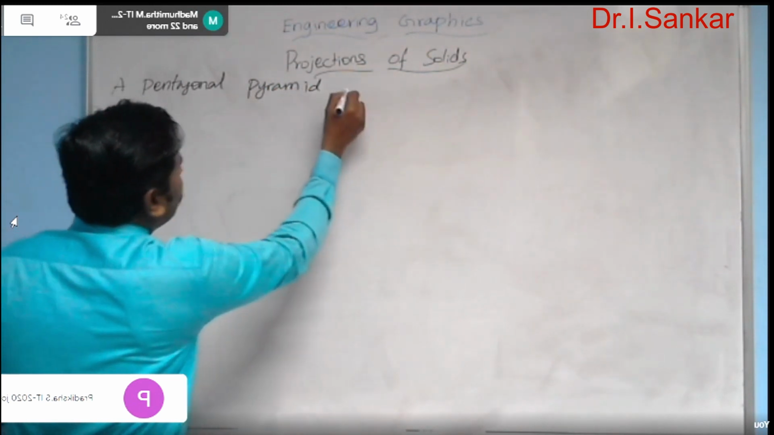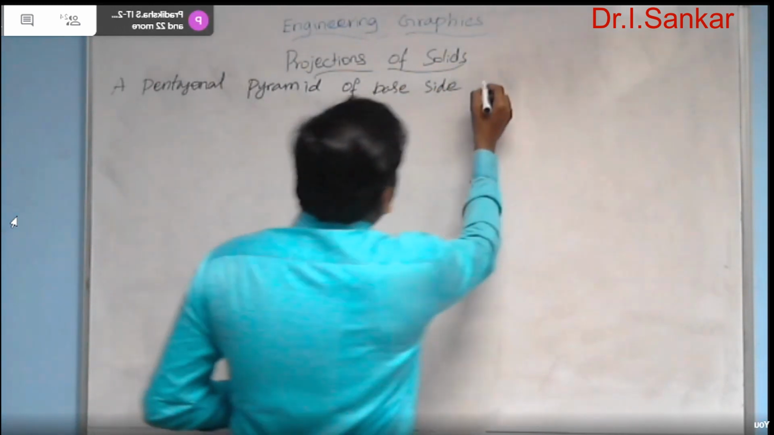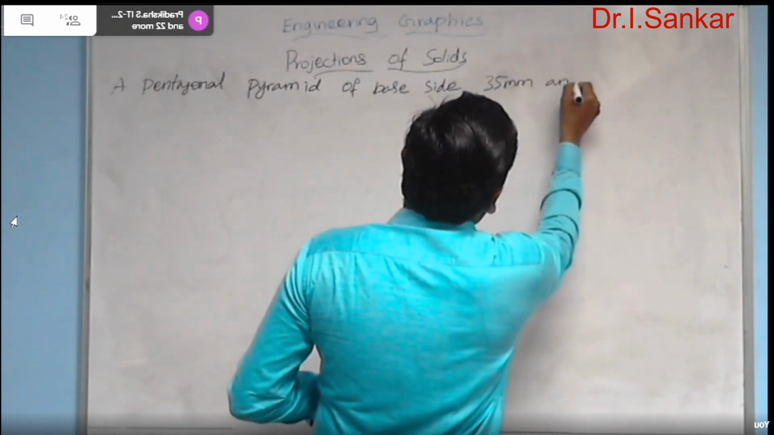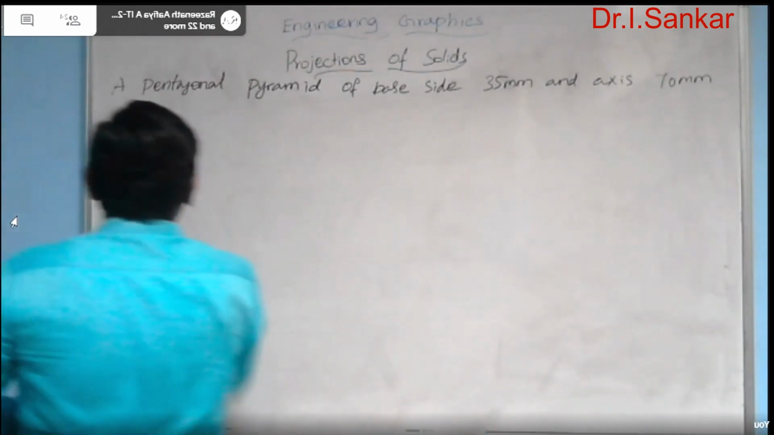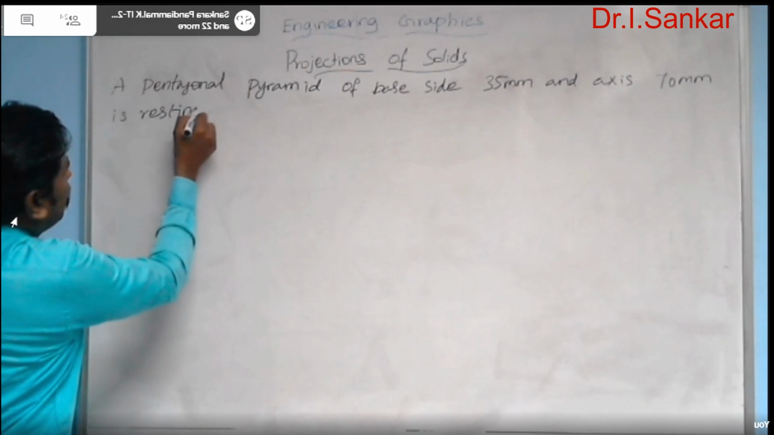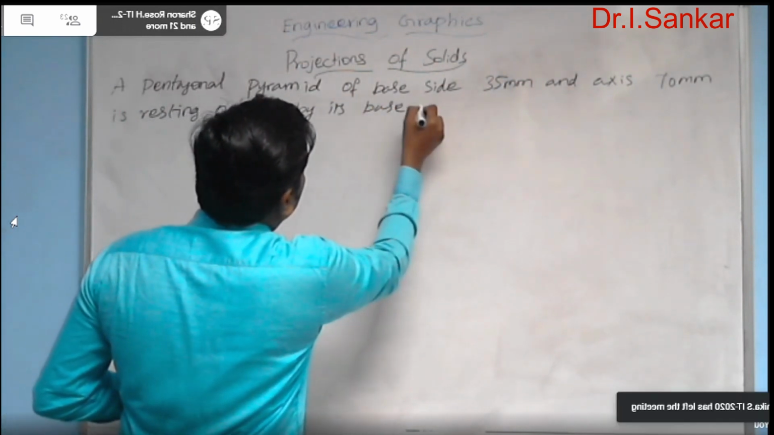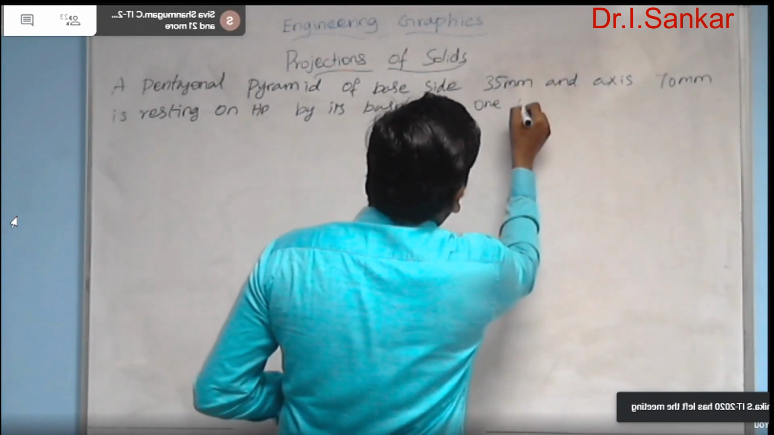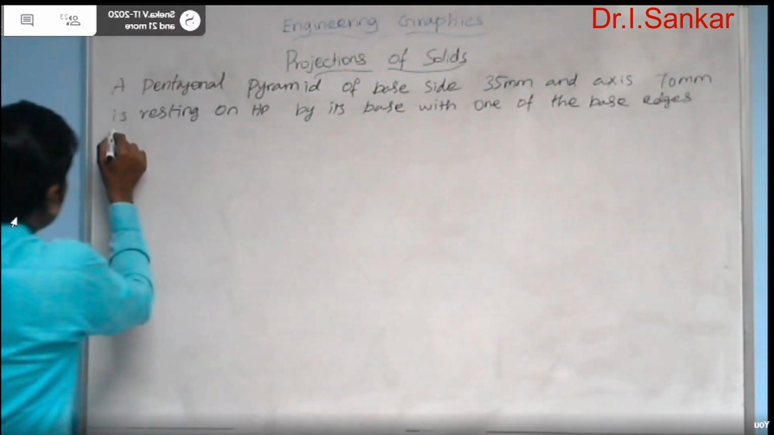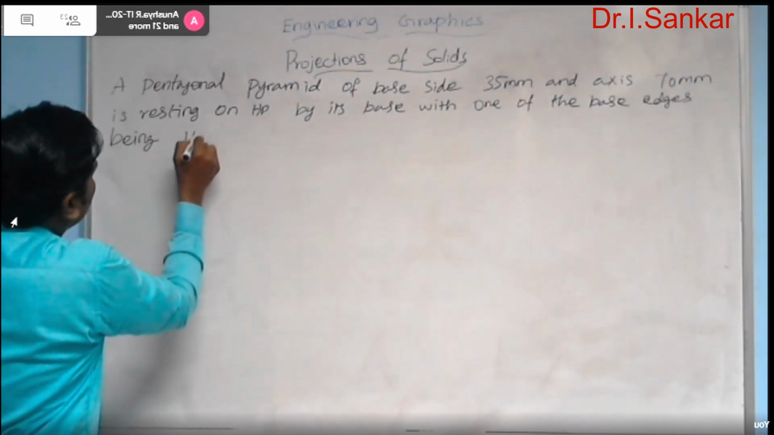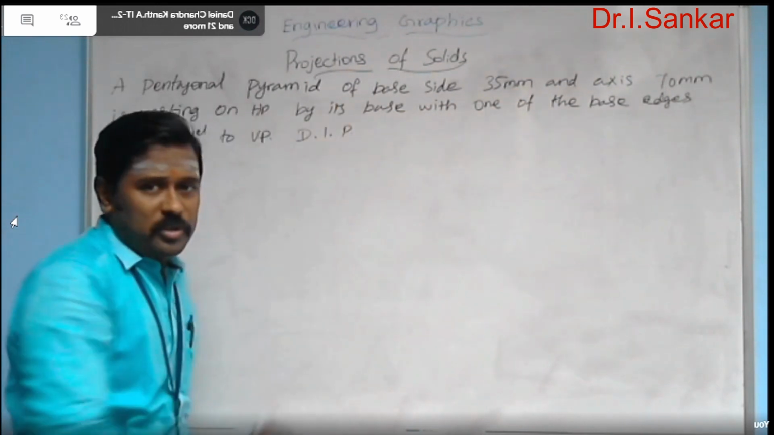Pentagonal pyramid of base side 35 mm and axis 70 mm is resting on HP by its base with one of the base edges being parallel to VP. Draw its projections. Okay, draw its projections.